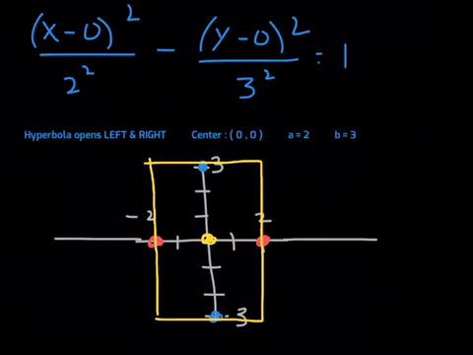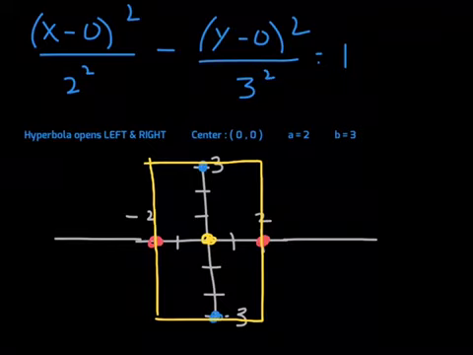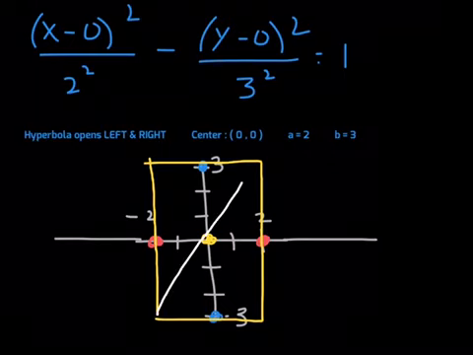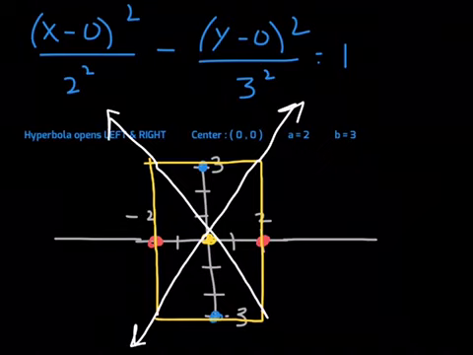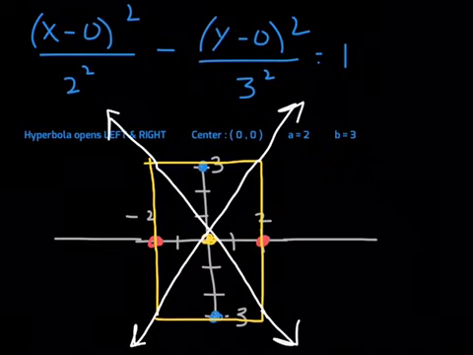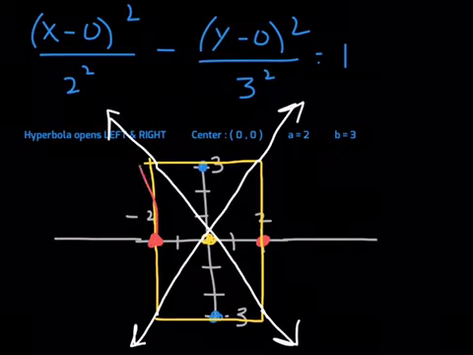And then what I want you to do is extend the diagonals of your rectangle. So this is the diagonal of your rectangle. That's a diagonal. I want you to extend it like that. Here's the other diagonal of the rectangle. Extend it like that, okay? And what your hyperbola is going to do, each of these branches, you already found the vertices. They're going to get infinitely close to these asymptotes, like that.